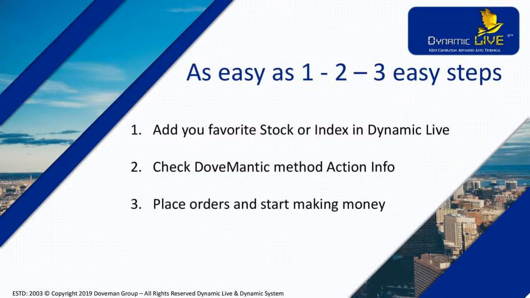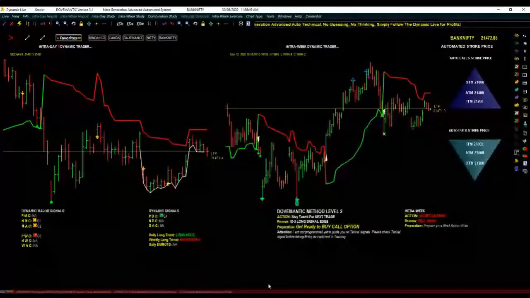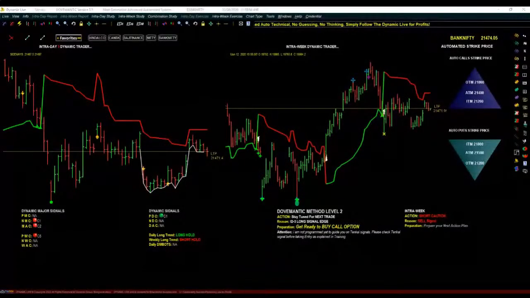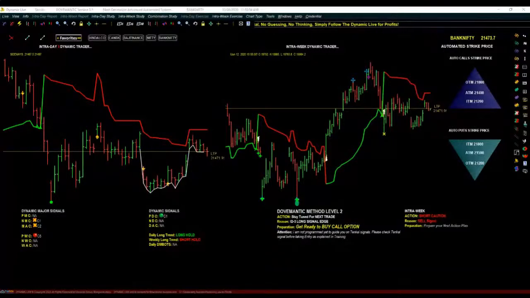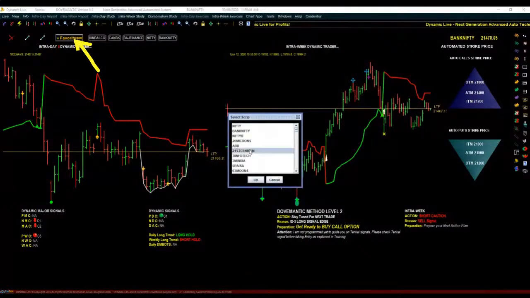Now for that, I request any of you to suggest any of your favorite stock so we can see what this Dynamic Live is telling us to do as of now. First thing, to select any of your favorite stock or index here, all you have to do is come and click on this favorites. Once you click on it, a drop down will appear. You can select any of your favorite stock or index.